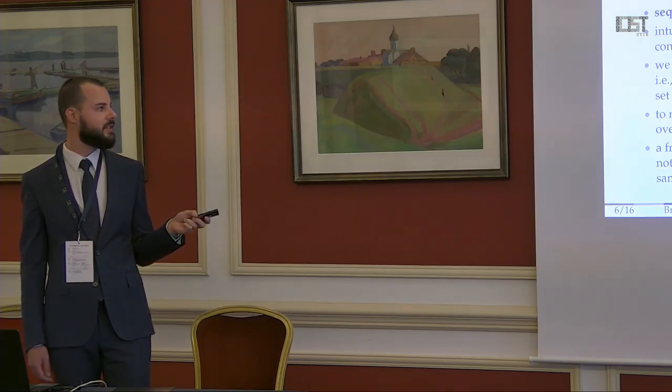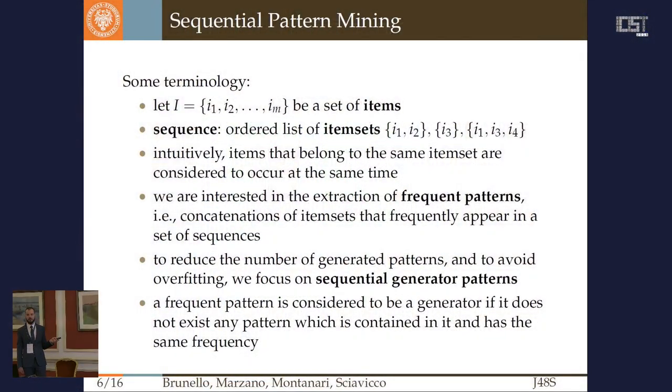Some terminology before proceeding with the presentation further. We consider I equal to I1, I2, ..., IM to be a set of items. Then for us, a sequence is an ordered list of item sets. Here, for example, you have the items I1 and I2 that occur together, followed in time by item I3. And then we have again three items that occur concurrently. As we will see, we are interested in the extraction of frequent patterns that are concatenation of items that frequently appear in a set of sequences.